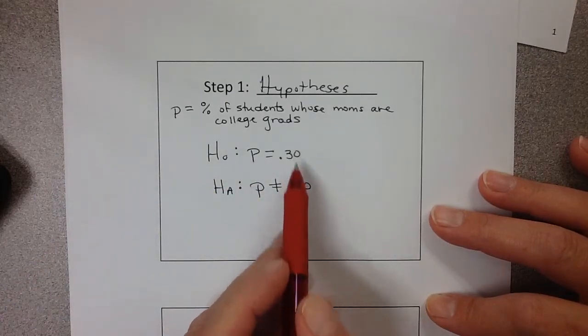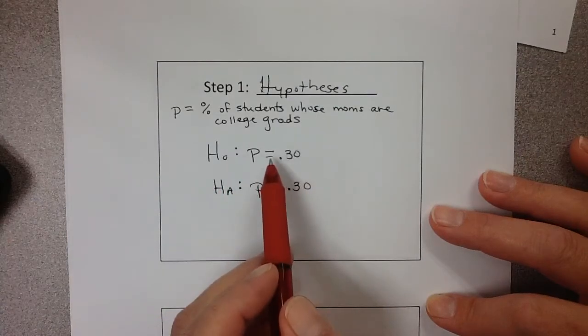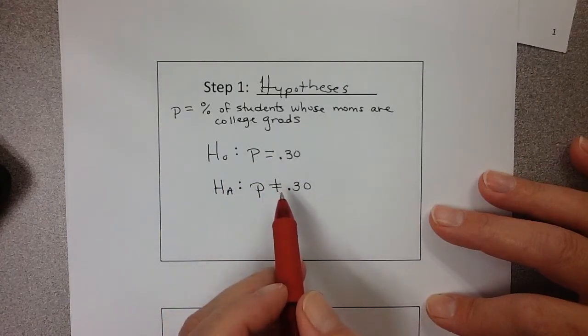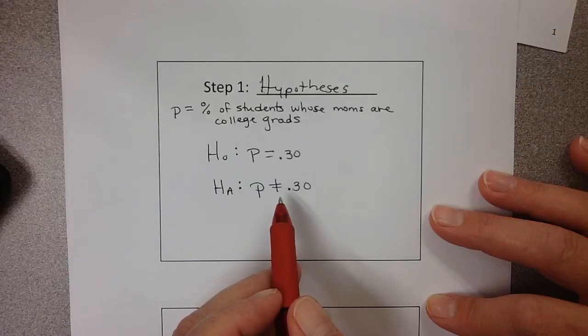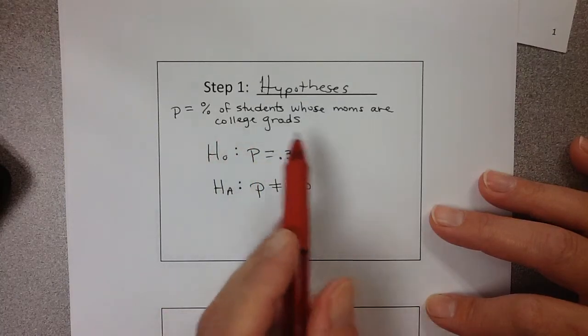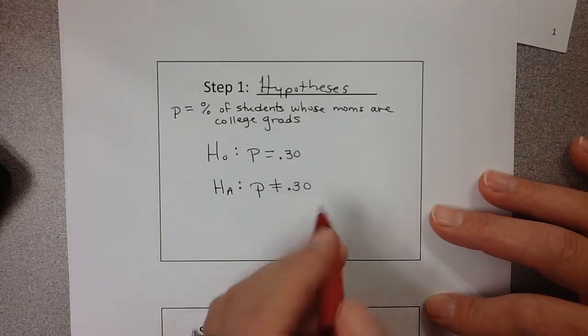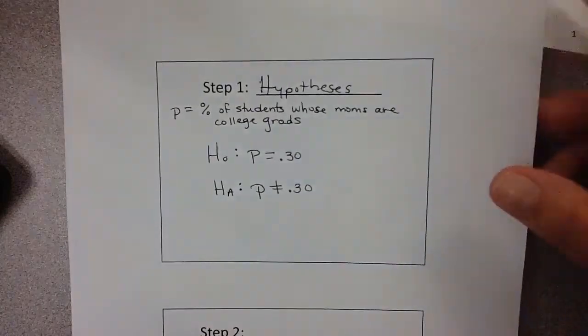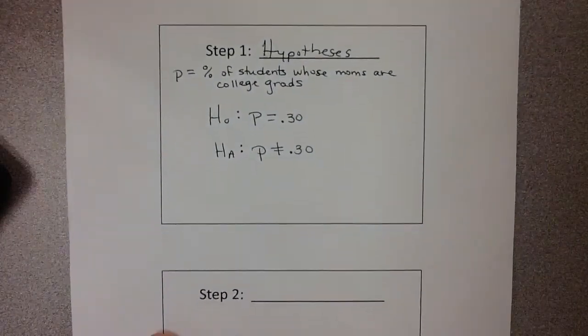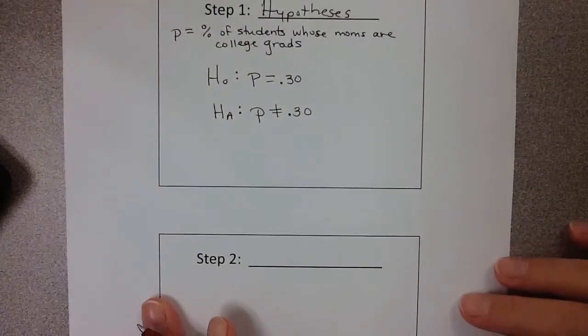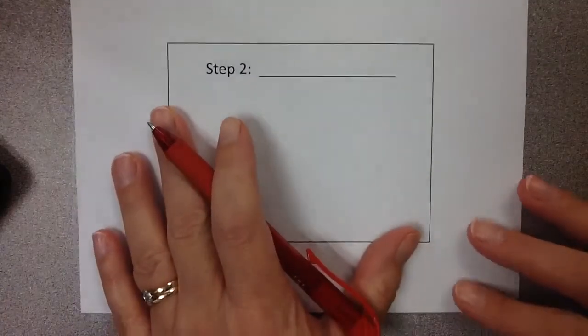Note that these numbers are always the same. The null is always an equal to. The alternative is always less than, greater than, or not equal to. These are pretty standard. We never stray from that structure. All right, step one's done. We just earned one of our 4 points on the AP exam. Let's go get the other 3.